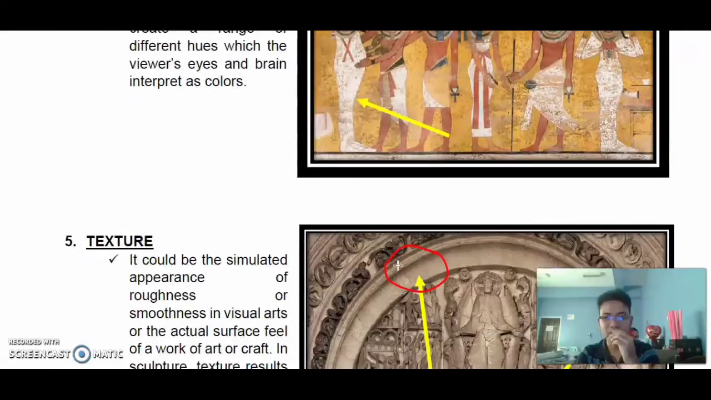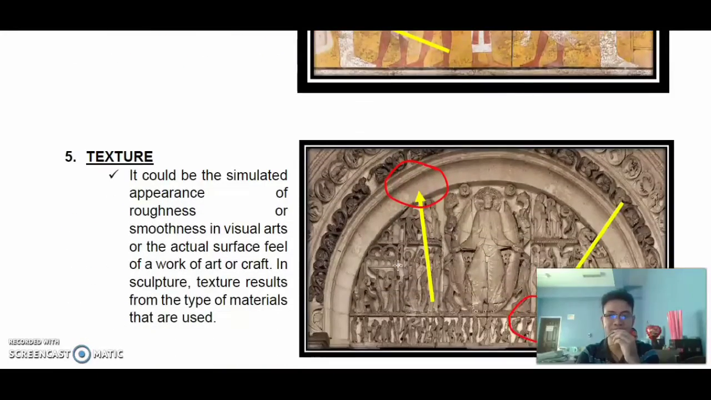The fifth one, we have texture. Texture could be the simulated appearance of roughness or smoothness in visual arts, or the actual surface feel of a work of art or craft. In sculpture, texture results from the type of materials that are used. So let's go to the texture of a painting.